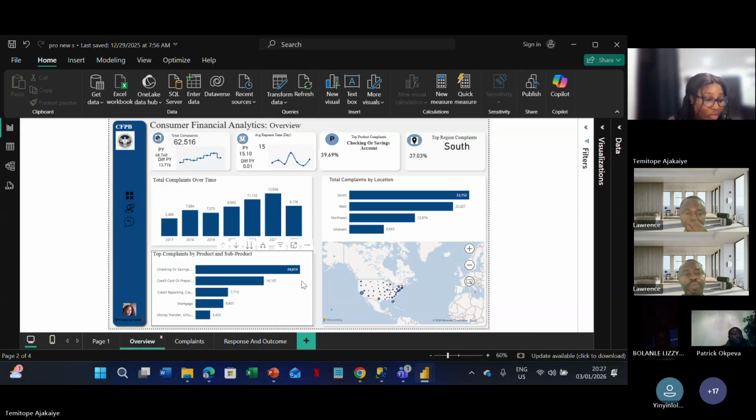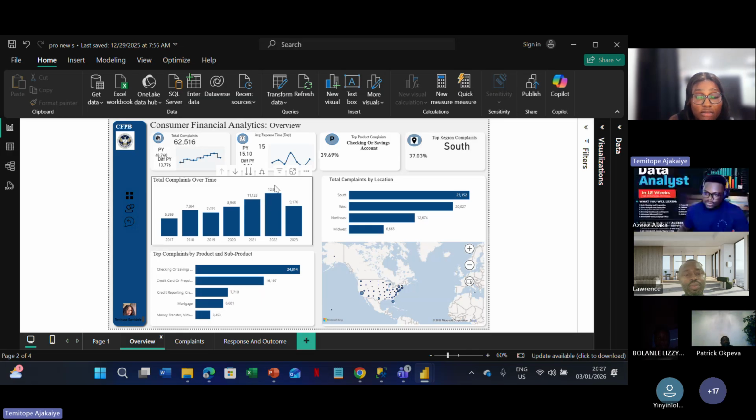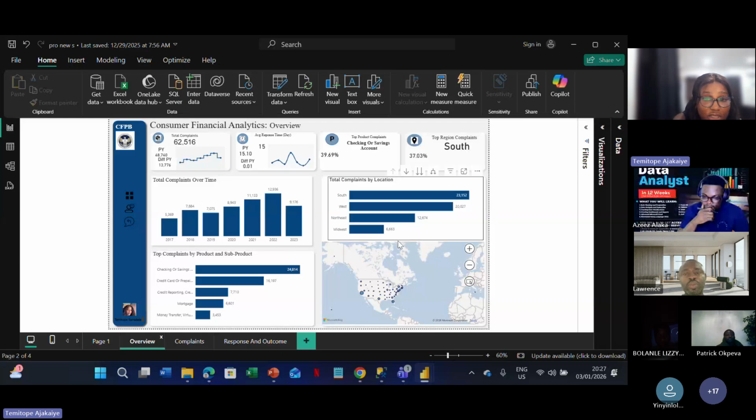So this is a consumer financial analytics dashboard, and this dashboard is analyzed from data that has been collected from the Consumer Financial Protection Bureau across the United States. And these are the top KPI cards, the key performance indicators cards, which show us what's happening at a glance.